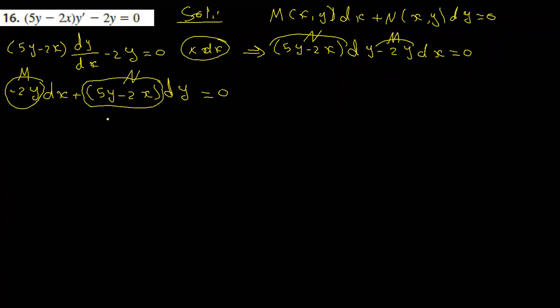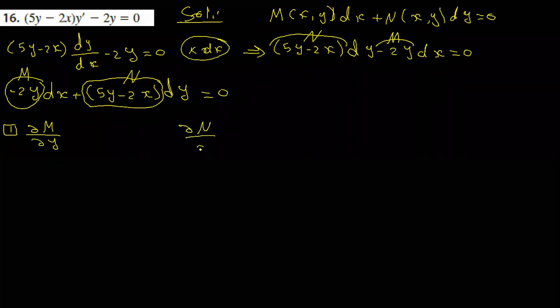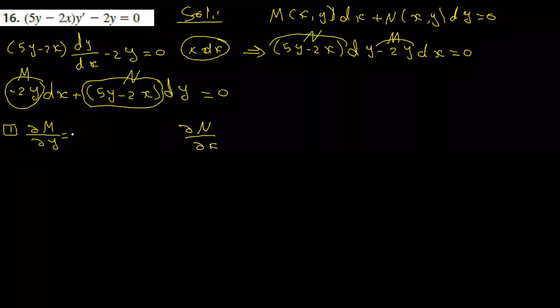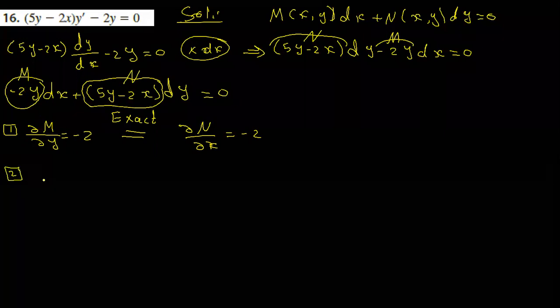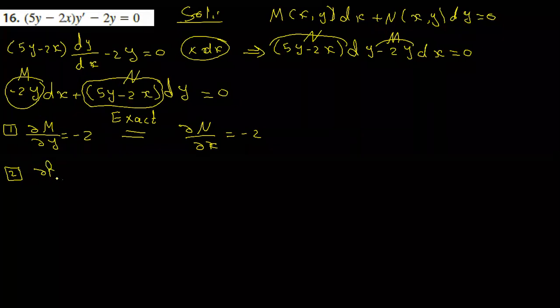Now, steps for an exact equation. First step is to find partial M by partial y and partial N by partial x. The derivative of my M with respect to y is only minus 2. And the derivative of my N with respect to x: here y is nothing, and with respect to x, it is minus 2. So those are equal, so my equation is exact, and I can follow the steps. Second step is to choose your f such that the partial derivative of your f with respect to x will be your M.